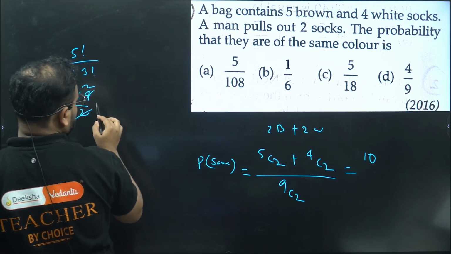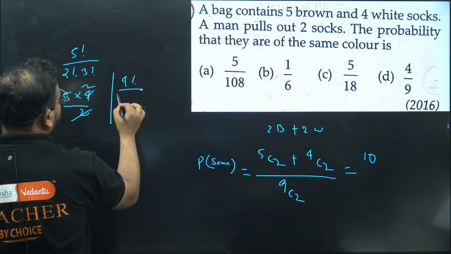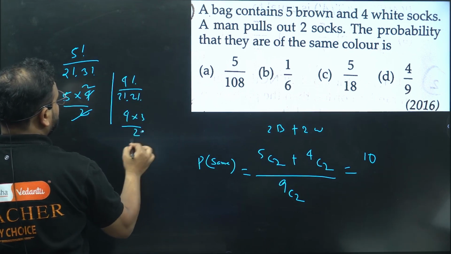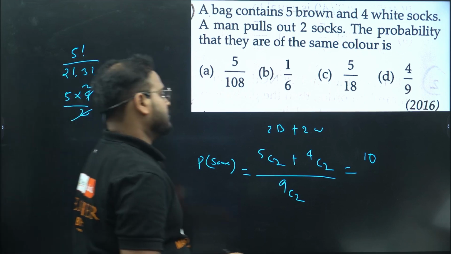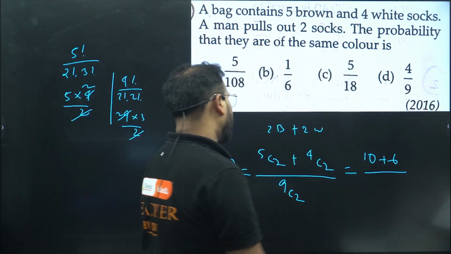What about 4C2? It will become 6. I have 4 factorial divided by 2 factorial into 2 factorial. So I'll have 4 into 3 by 2. Answer is 6. So 10 plus 6 divided by 9C2.